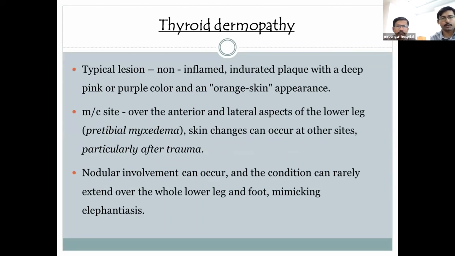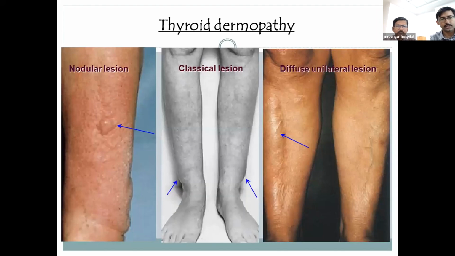Then we come to thyroid dermopathy. Now, the typical lesion is a non-inflamed indurated plaque with a deep pink or purple color or an orange skin appearance. The most common site is over the anterior and lateral aspects of the lower leg, that is pretibial myxedema. The skin changes can occur at other sites, and particularly they occur after trauma. Nodular involvement can occur and the condition can rarely extend over the whole lower leg and foot, mimicking elephantiasis. So this is the nodular lesion, and these are classical lesions, and this is diffuse pretibial myxedema, a diffuse unilateral lesion.